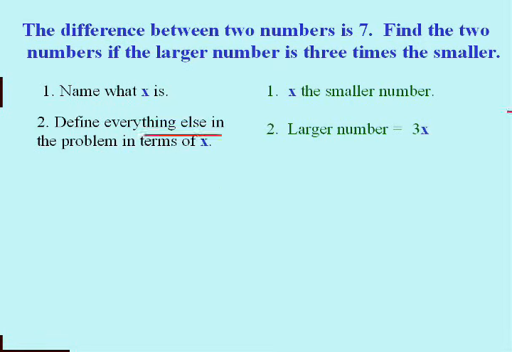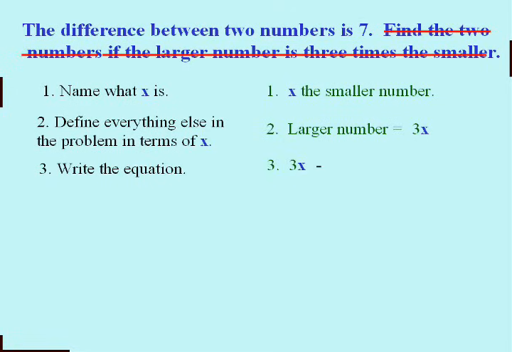Cross out. Let's cross out. Find the two numbers, and I've assimilated the larger number as 3 times the smaller. There isn't any other number in this problem, so I'm done with steps 1 and 2, and I'm done crossing out, and it's time to do the equation. The difference between the two numbers, difference infers subtraction. The larger number minus the smaller number is 7. Good thing I wrote out steps 1 and 2, and good thing I crossed out.